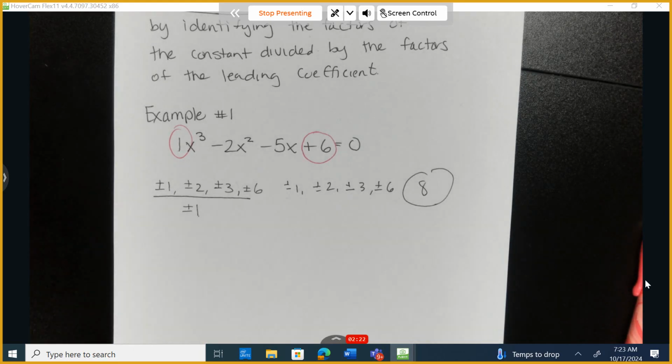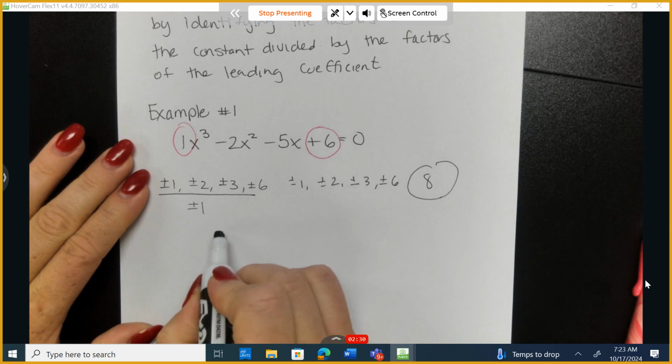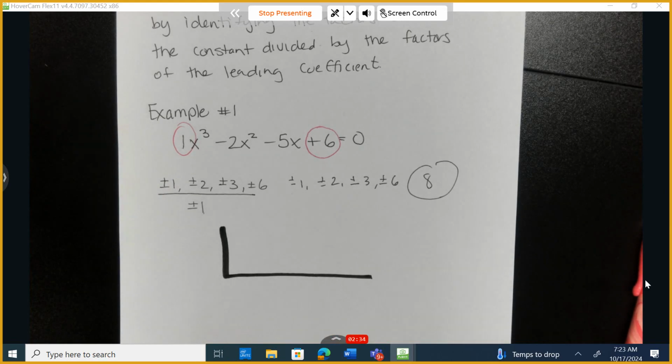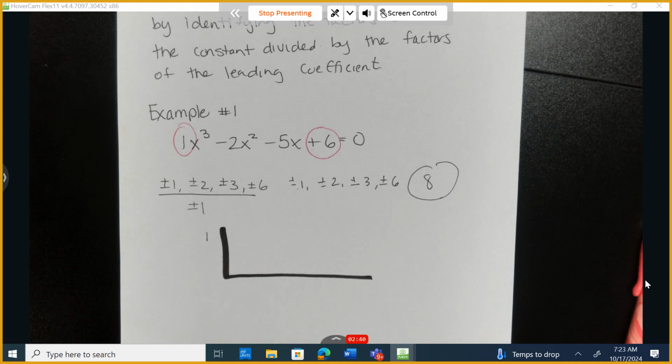Here's how this works. If I can grab a marker, we are going to make an upside down division box, and it needs to be fairly deep. And we're going to begin by testing. I'm going to start by testing positive 1. So I put a positive 1 out front.